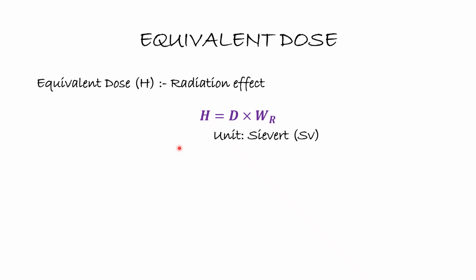Its unit is Sievert. See, it is dose, but its unit changes. That is not Gray, it is Sievert, because this is equivalent dose. It considers the radiation weighting factor. But see, organ also matters. So let's move toward when organ matters.